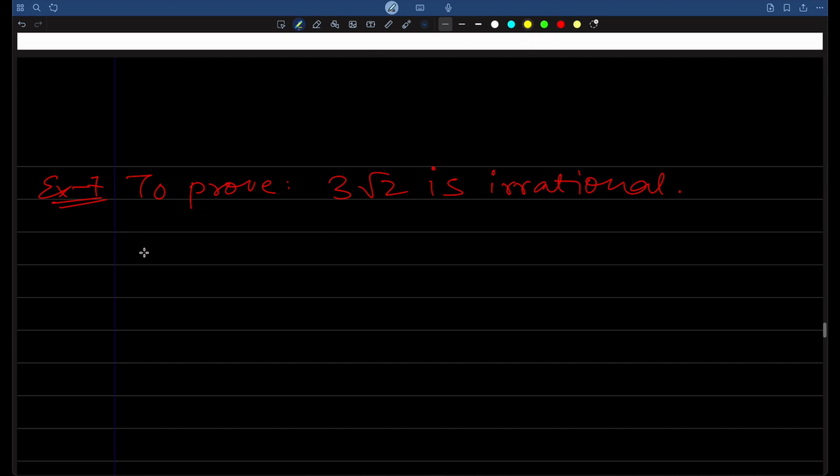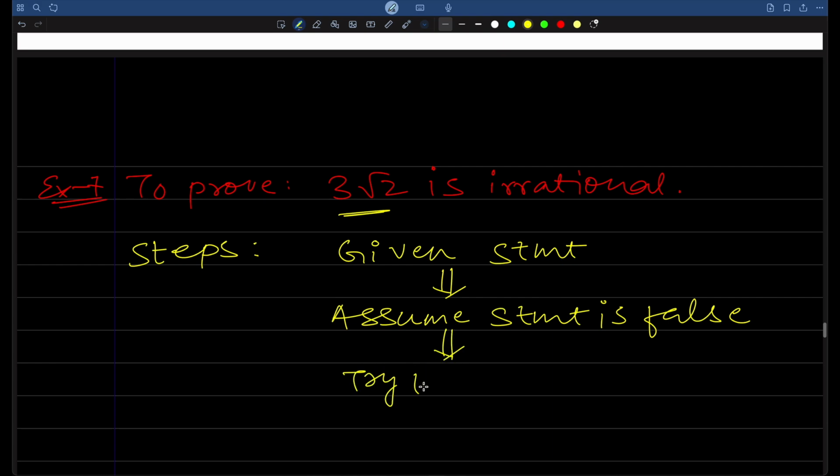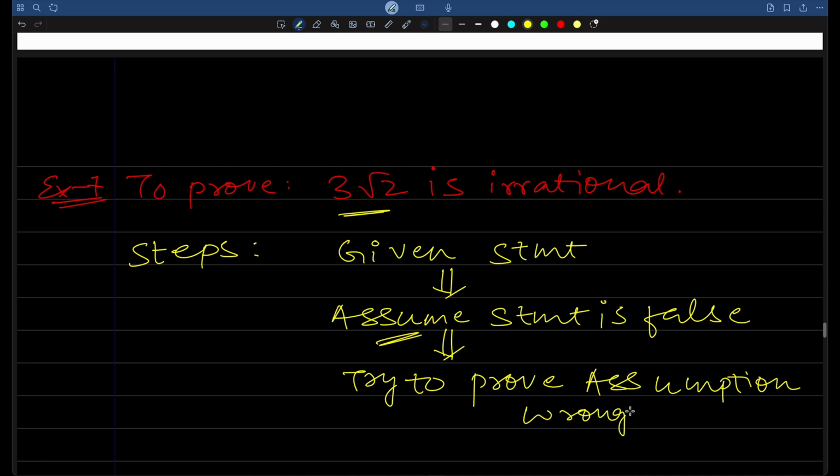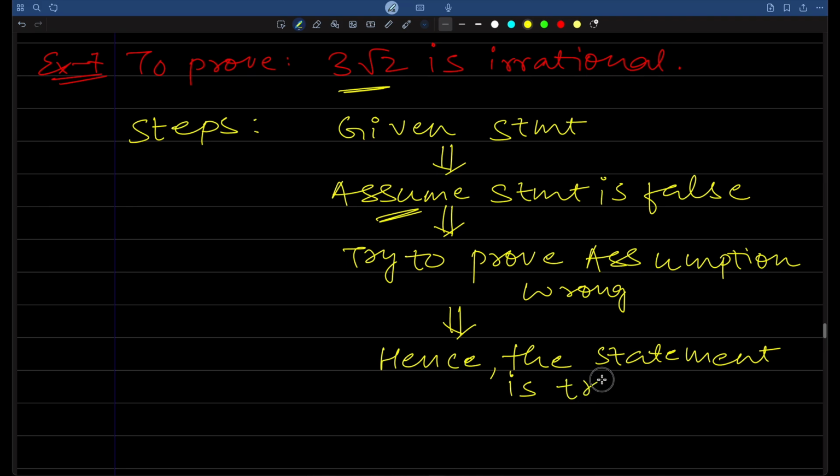The steps to prove this statement: given the statement, first we will assume the statement is false, then we will try to prove the assumption wrong, and hence the statement is true.